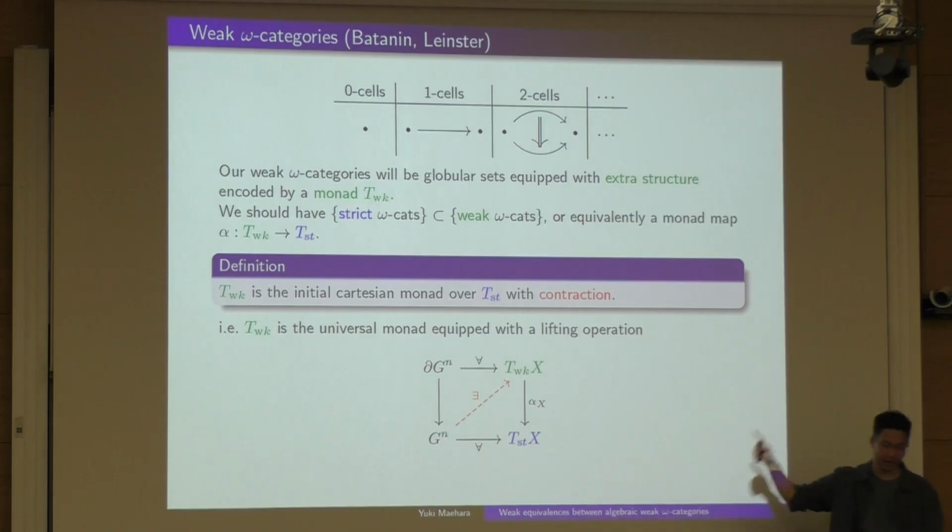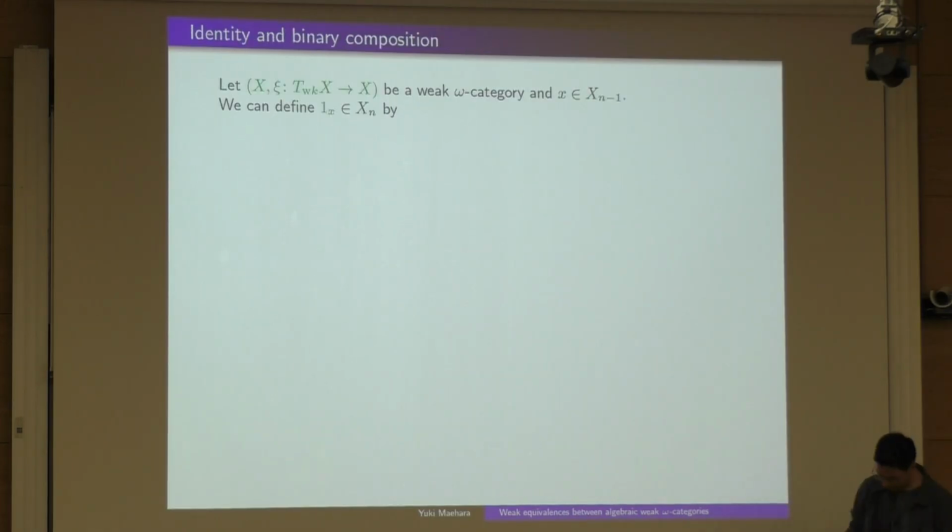So a weak omega category for my talk is an algebra for this monad T weak, which is defined by this sort of universal property. Now, in what sense is an algebra for this monad like a weak omega category? Well, let me show you how to construct at least the identity and binary composition in this framework. So a weak omega category X is a globular set with this algebra structure map.